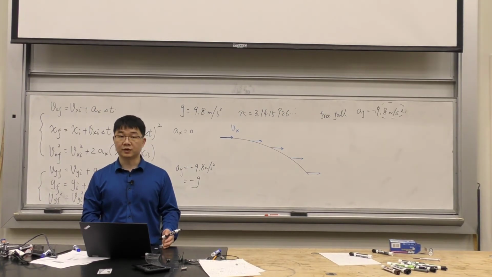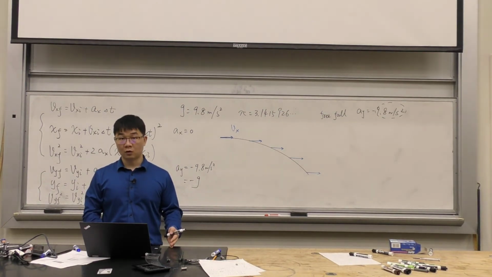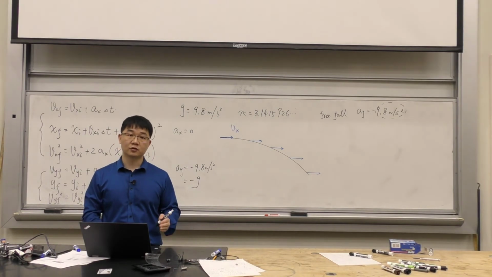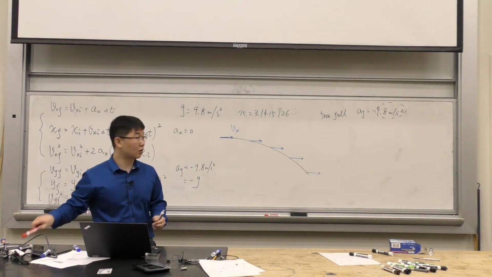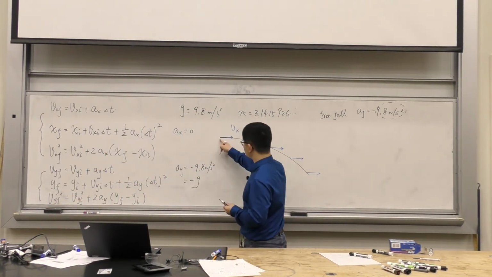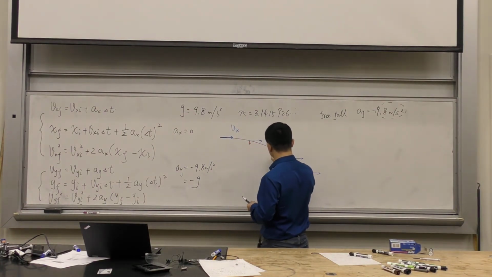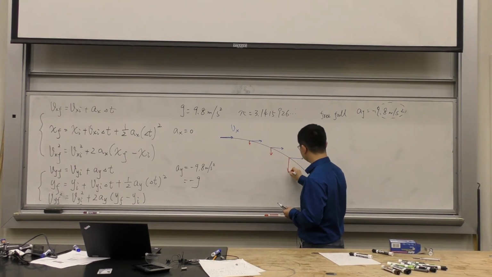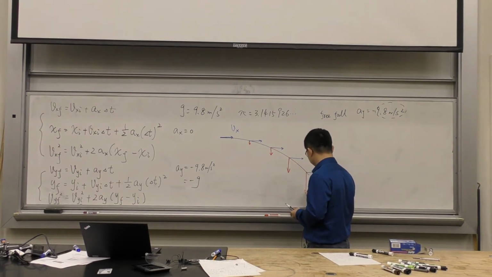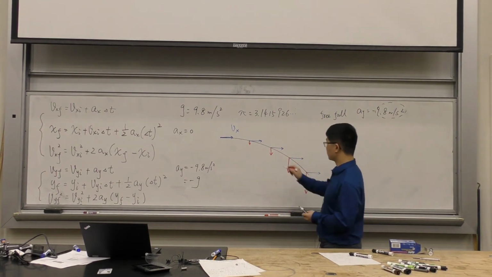What about the vertical speed? It's a free fall. The speed gets larger and larger. The speed is always down, but it gets larger and larger, right? Here, no speed. Here, a little bit. Now it's going to be a little bit larger. Now it's going to be even larger, okay? That's Vy.